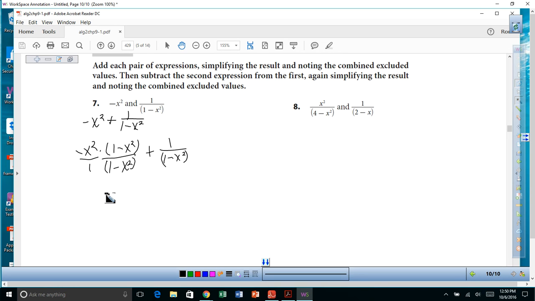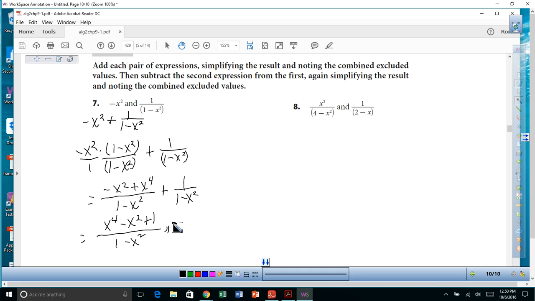Negative x squared times 1 is negative x squared. Negative x squared times negative x squared is going to be plus x to the 4th over 1 minus x squared, plus 1 over 1 minus x squared. Now I can add the numerators, and I got x to the 4th minus x squared plus 1 over 1 minus x squared. And there is nothing in the numerator that's in the denominator. And so there's your answer.